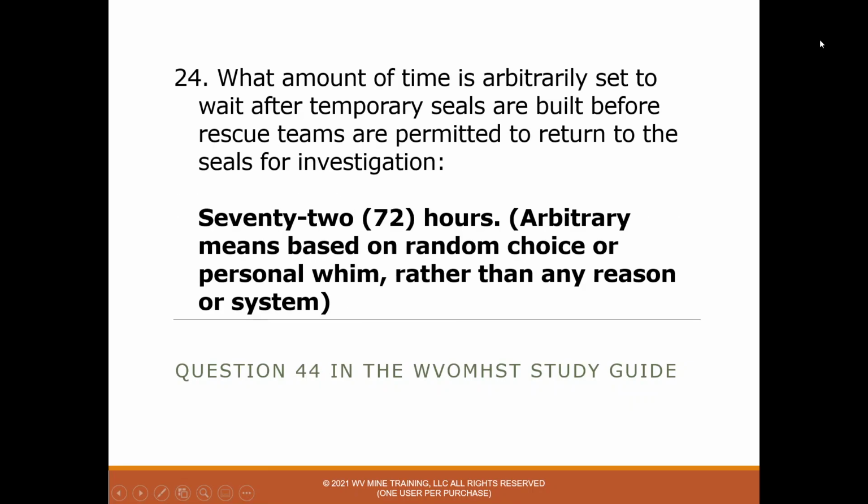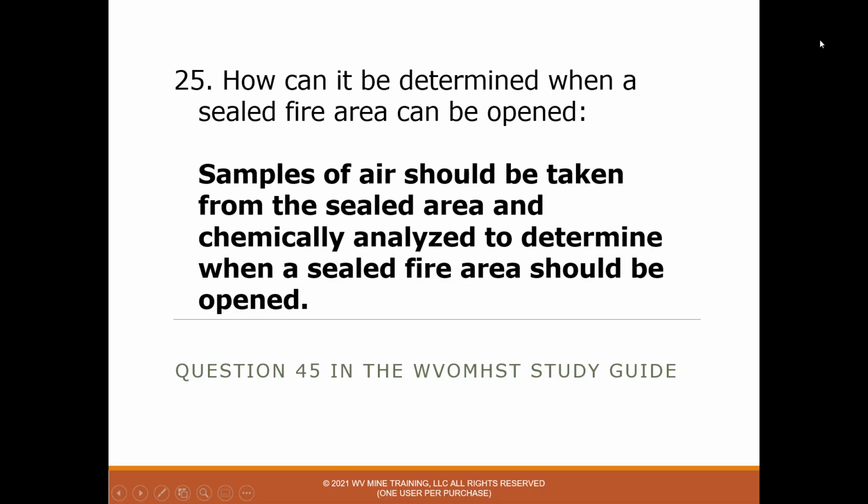Question 24. What amount of time is arbitrarily set to wait after temporary seals are built before rescue teams are permitted to return to seals for investigation? And the answer to that is 72 hours. And arbitrarily means based on a random choice or personal whim, rather than any reason or system. So when we say arbitrarily and we say 72 hours, that's just a number that they choose. So what we would do, we would build temporary seals as we were exiting the mine. And then after 72 hours, the mine rescue team could enter that area to see the condition of the fire. And hopefully by that time it's gone out.